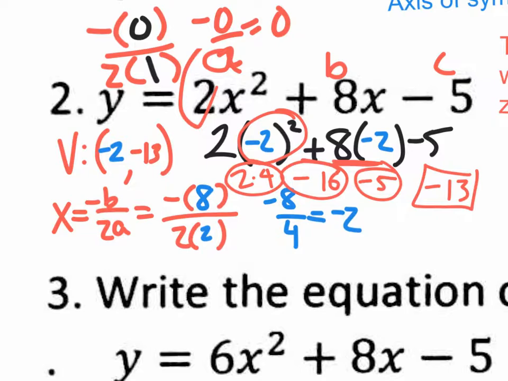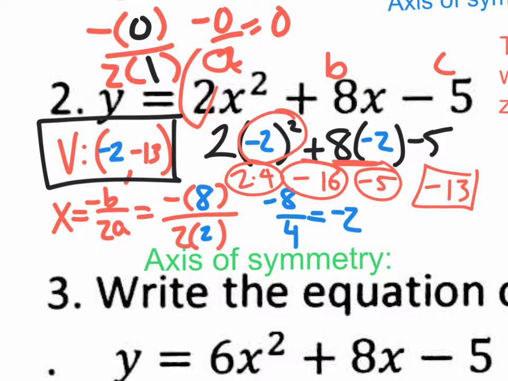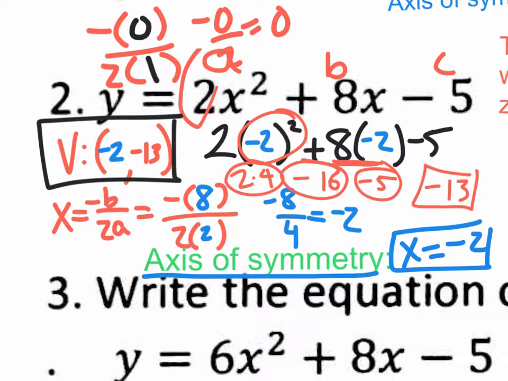Okay, so that is the first thing they asked for. We already have the vertex. How about the axis of symmetry? So what's the axis of symmetry, guys, if you know that your vertex is negative 2, negative 13? X equals negative 2. That's the axis of symmetry right there, guys. Axis of symmetry is x equals negative 2. Remember, the axis of symmetry will always be x equals whatever the x value is of your vertex.